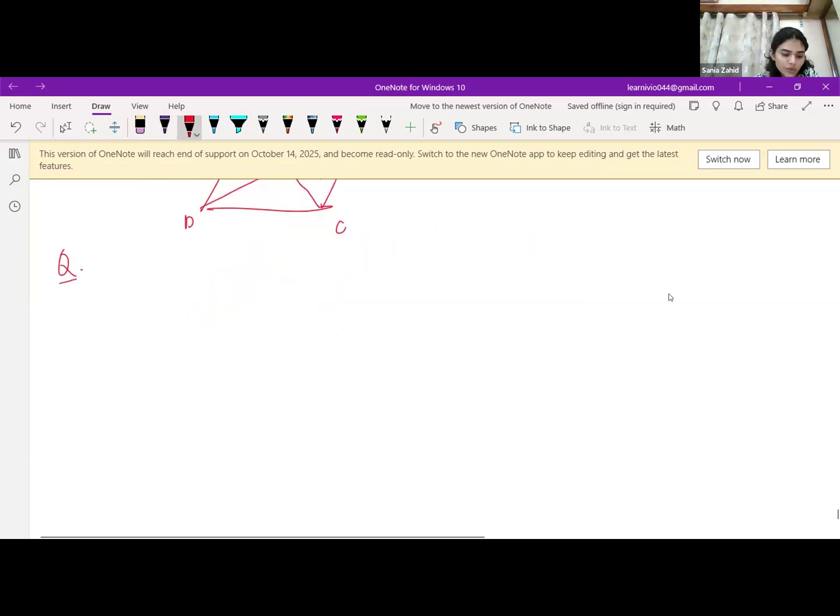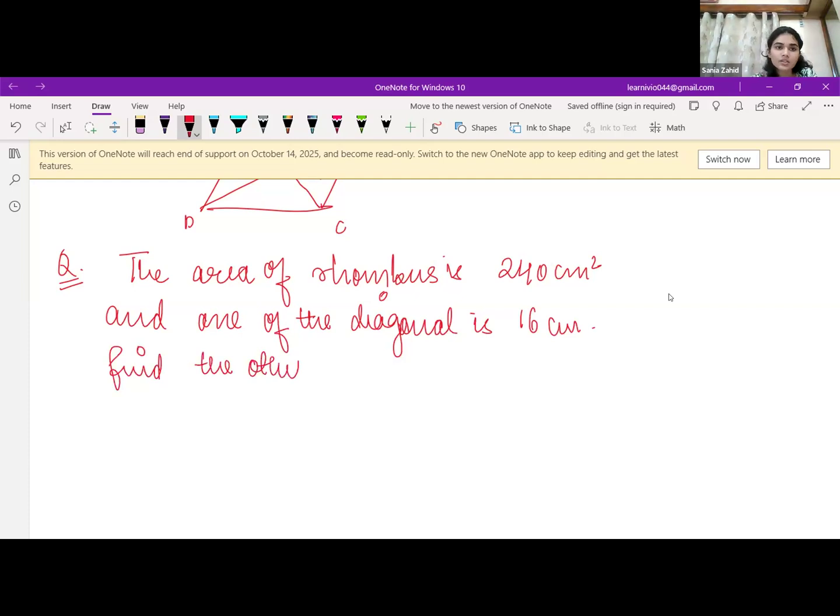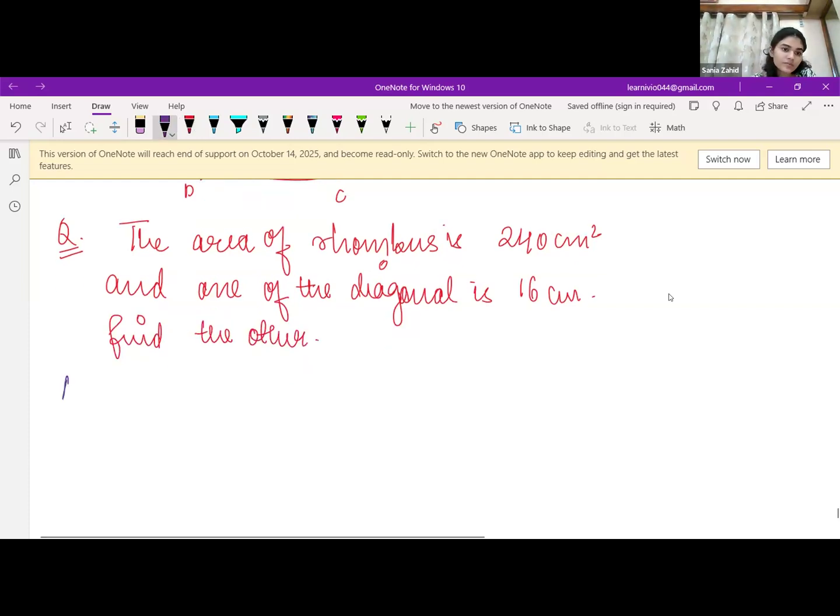Now let's suppose I give you a question. The area of a rhombus is 240 centimeter square, and one of the diagonals is 16 centimeter. Find the other diagonal. So what will you do over here? Tell me. How can I solve this question now?